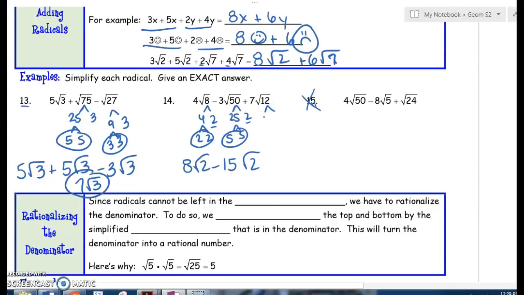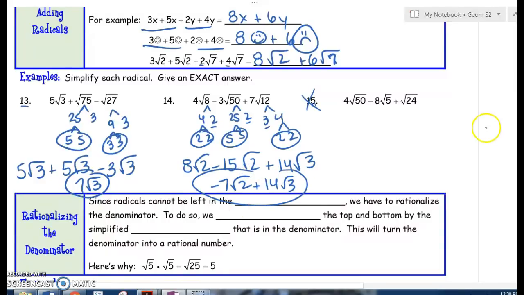And then the 12 breaks down to 3 times 4, 4 breaks down to 2 times 2. So the 2 is going to join the 7 out in front, 2 times 7 is 14, and then we still have the leftover 3. Now only 2 of these can be combined, the ones that have the root 2's. 8 root 2 minus 15 root 2, you just do 8 minus 15, that's negative 7 root 2, and then we still have plus 14 root 3. All right, so that's adding and subtracting.